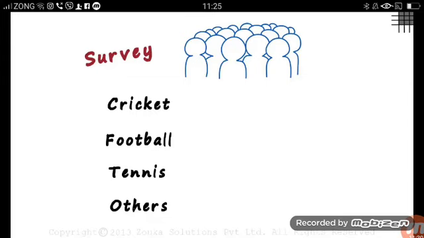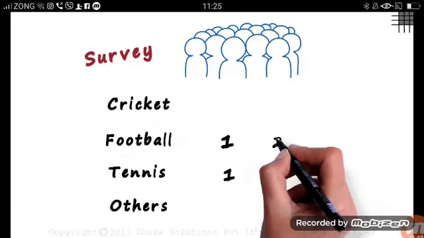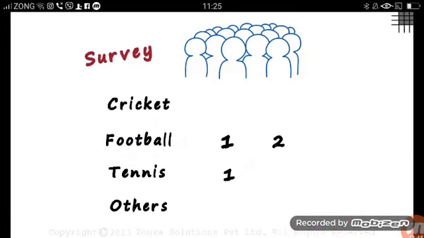So the first person you meet says he likes football. So you write a 1 here. The next person says she likes tennis. So you write a 1 next to tennis. The next person says football. So you write a 2 here. We want to count how many people fall into each category. So out of 3 people surveyed, 2 like football and 1 person likes tennis.